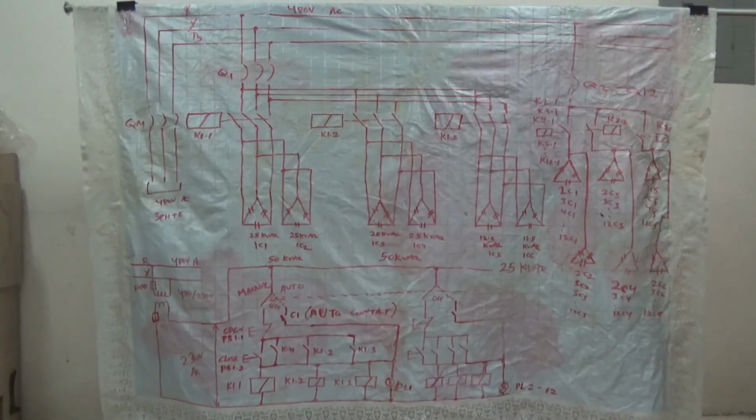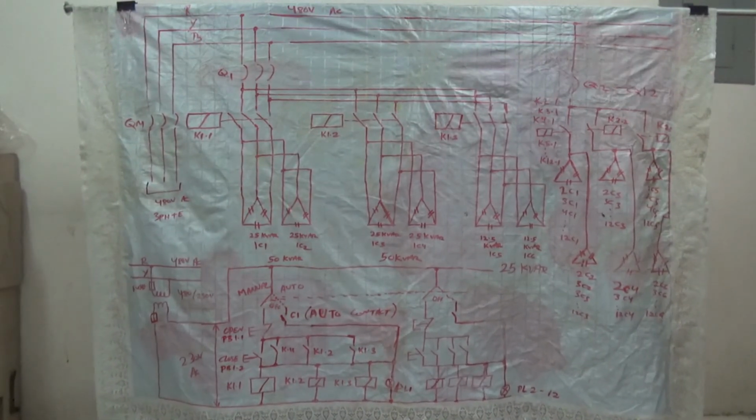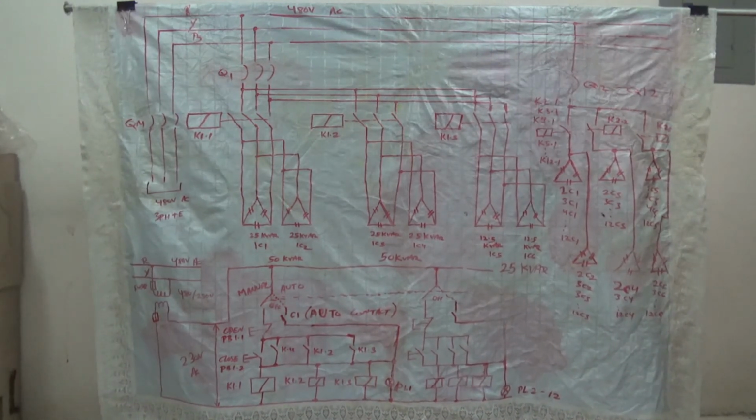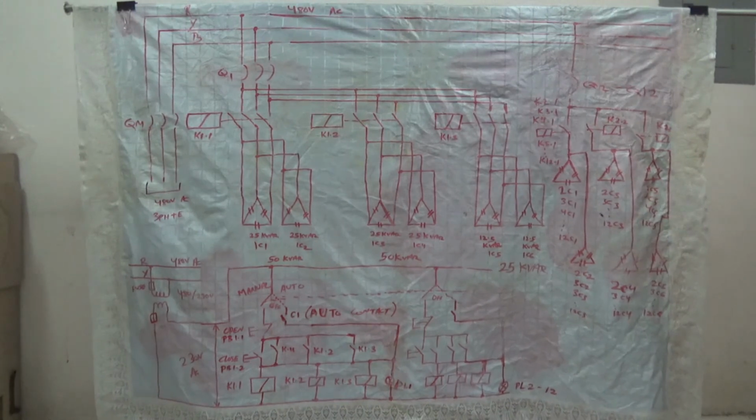This is the complete overview of the system. Here we will see that in the upper portion is the power diagram and the lower portion is the control diagram.